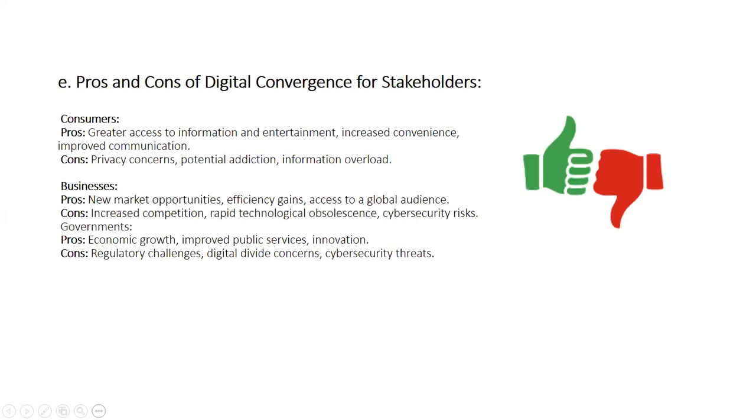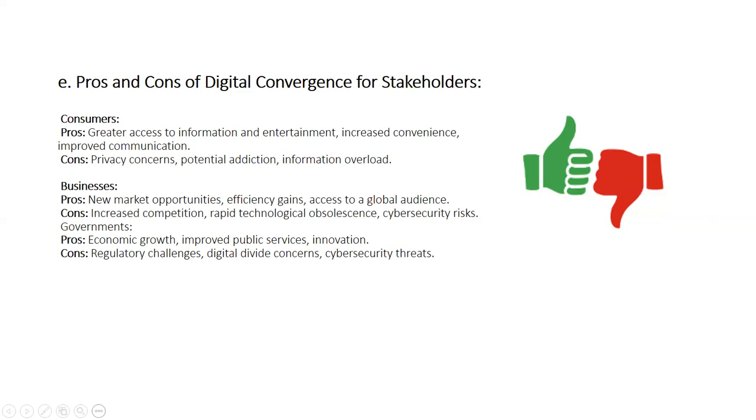Then I will also talk about the pros and cons of digital convergence for the stakeholders. Stakeholders are the people involved in the activities. For example, we talked about the businesses. In this situation, I'll talk about consumers, how digital convergence is advantageous to consumers, and then the businesses, which two are stakeholders. So the first will be the consumers' advantages: greater access to information and entertainment.